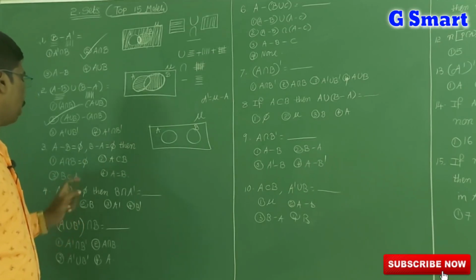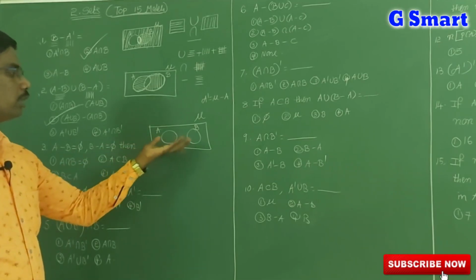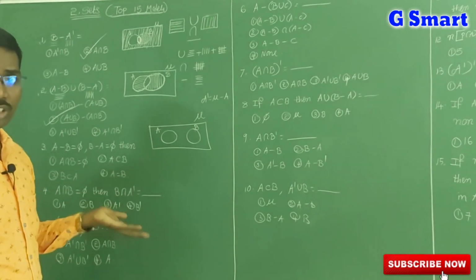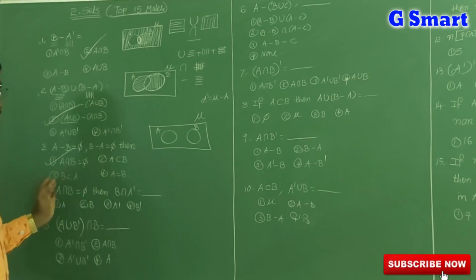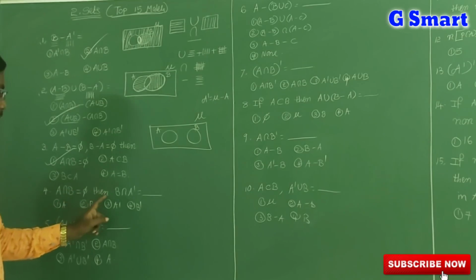This is the diagram. Now A intersection B. So these two are not connected. So A intersection B is definitely pi. So the answer is the first option. A is not a subset of B, B is not a subset of A, A is not equal to B. Next. If A intersection B is equal to pi, then B intersection A dash.